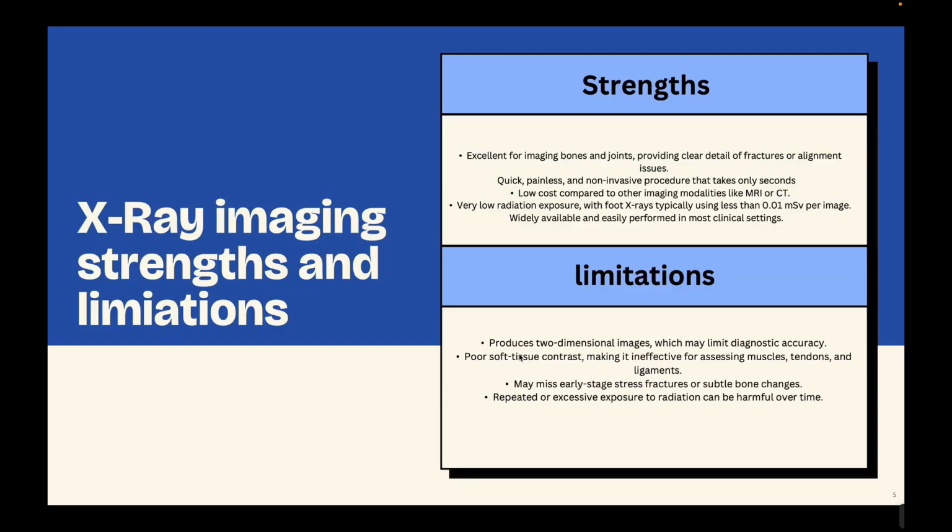X-ray imaging strengths and limitations. X-rays are primarily used for imaging bones and joints, and this is where they excel compared to other imaging techniques. Radiation exposure from X-rays is measured in millisieverts, mSv for short, with foot X-rays typically using less than 0.01 mSv per image. X-rays have been a cornerstone of medical imaging for decades and remain a quick, painless, and non-invasive method that is also relatively low in cost.